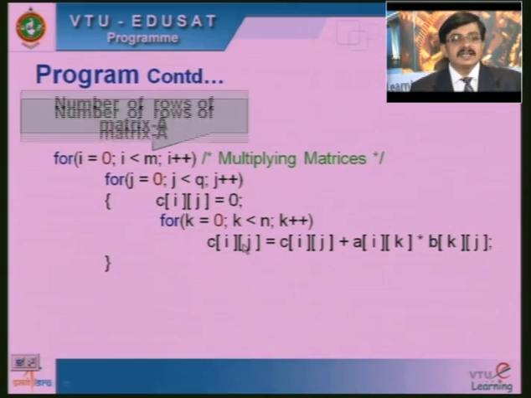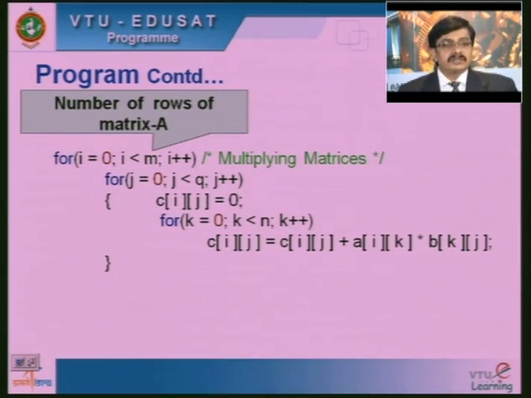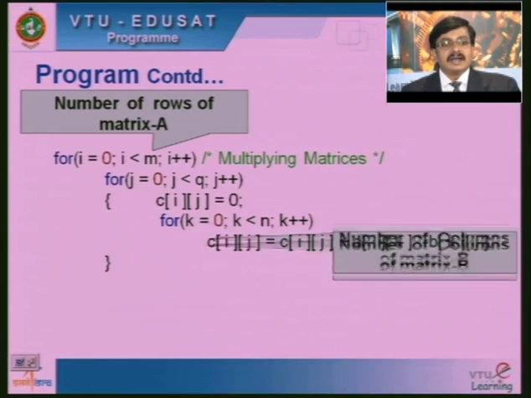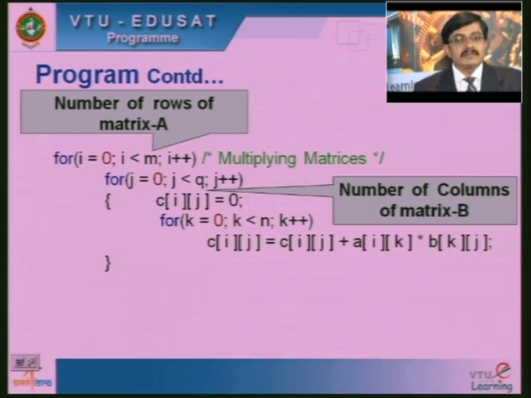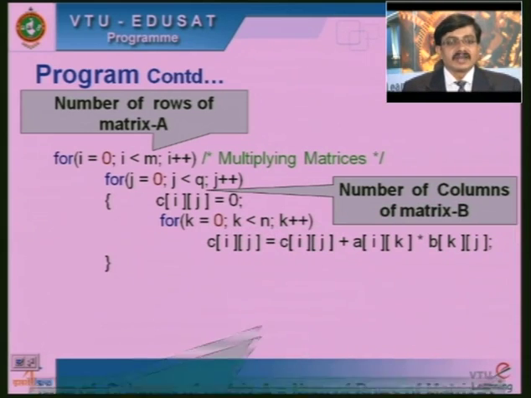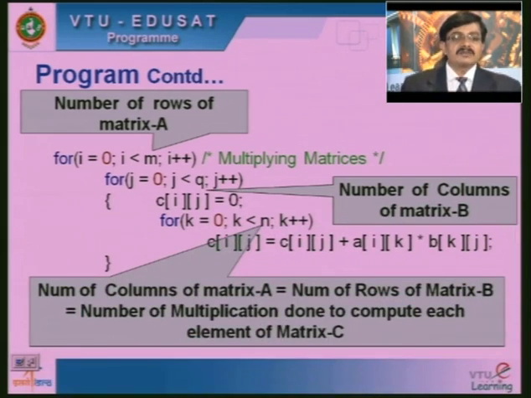Now here we can see that m is the number of rows of the matrix A, which is also the number of rows of the resultant matrix or the product matrix, and q is the number of columns of the matrix B, which is the same as the number of columns of the product matrix. And here n is the number of columns of the matrix A, which is the same as the number of rows of the matrix B.